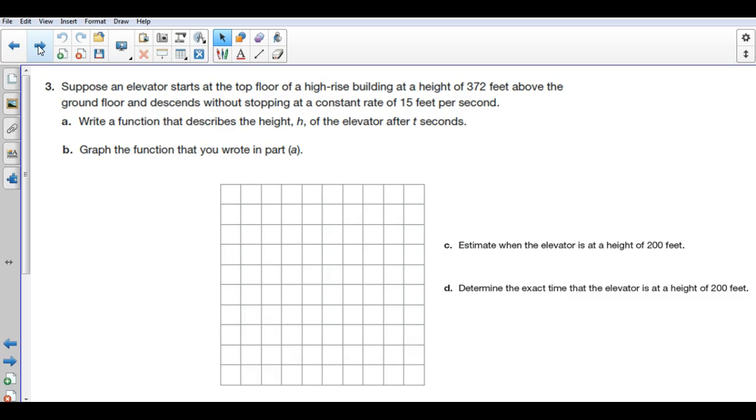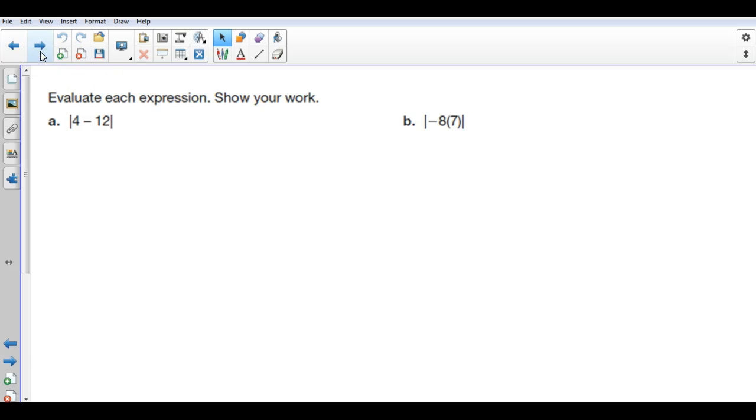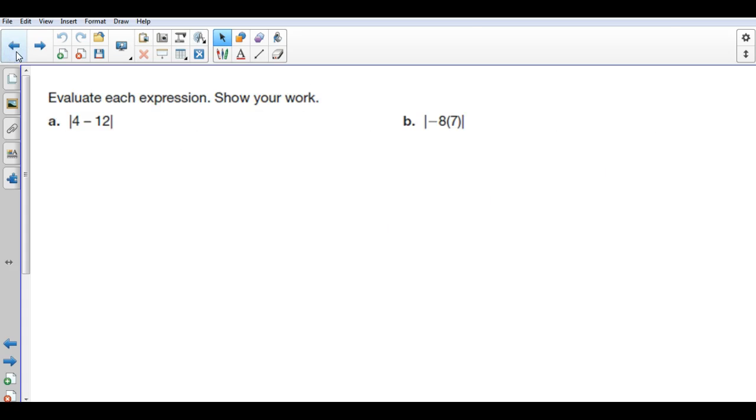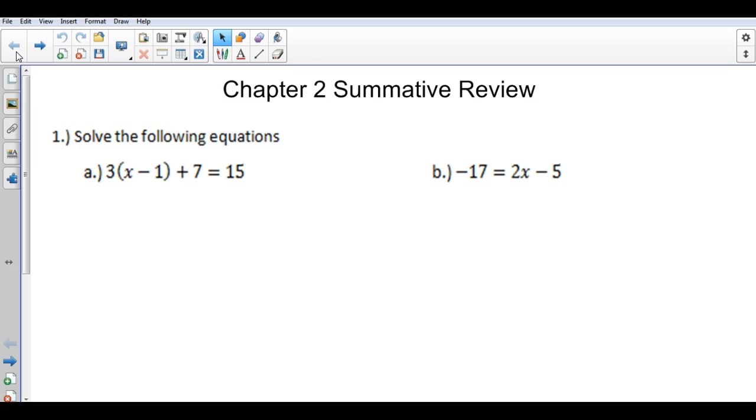After that, we'll take a look at a graph, writing a function, graphing it, and using that graph to solve for given inputs and outputs. We'll evaluate a function for given input, simplify absolute value expressions, and then we'll be completing this table, which is identifying independent and dependent quantities and defining variables. So I'll start off with solving just equations.